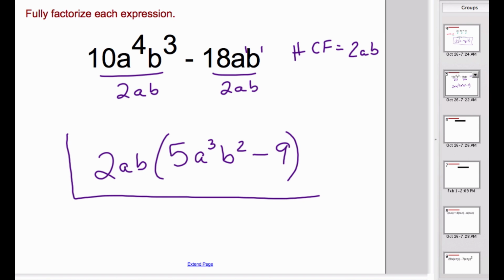And to check your answer, as well as distributing, remember to look at what's left inside of the brackets and make sure that there's nothing left in common. So if you look at those 2 terms, 5 and 9 don't have anything in common, and there's no variables in common. So that's how you can know you got the whole HCF.